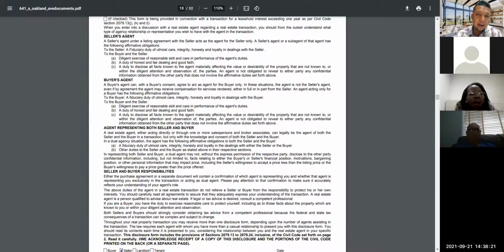This is the agency disclosure form. The seller's agent has a duty to be a fiduciary, to be caring, with integrity, honesty, and loyalty in all dealings with the seller. To the buyer and the seller, they have the responsibility to be honest and fair dealing and acting in good faith, and to disclose all known facts to the agent about the desirability of their property and to do their own exercise of reasonable skill and care, due diligence.